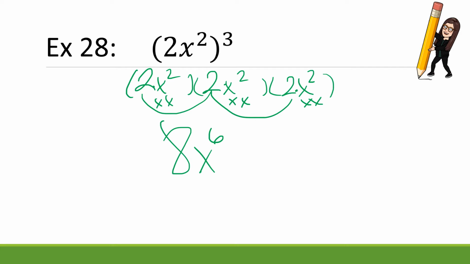So if you forget a rule on an assessment or even on a state test, expand it for a moment or create a little example to expand to help you remember the rules.